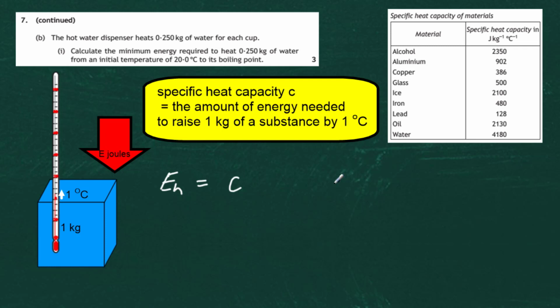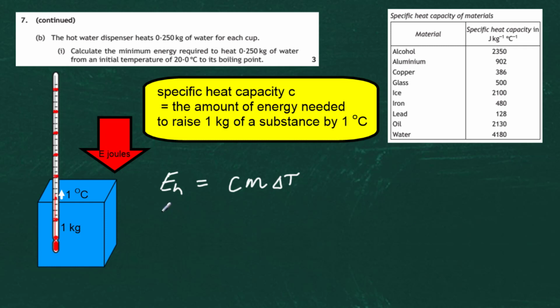So if we're raising up m kilograms of it, we have to multiply by m. And if we're raising it beyond 1 degree Celsius to a certain change in temperature, we'll call delta T, then we have to multiply by that change in temperature, delta T. And that's where we get that equation from. So all we have to do is plug in the numbers.